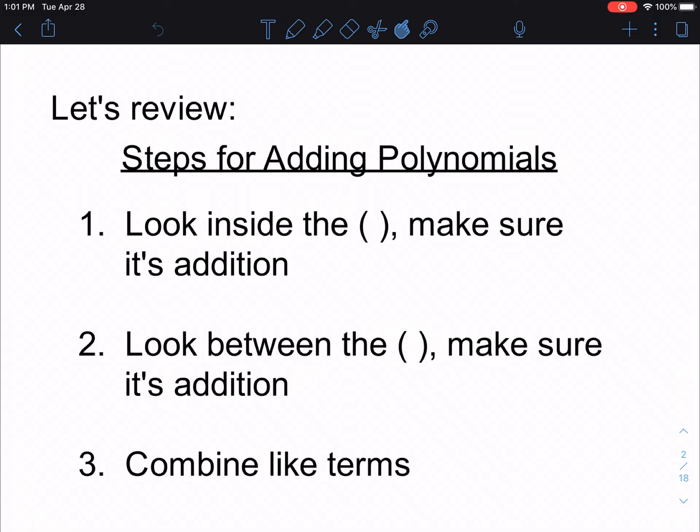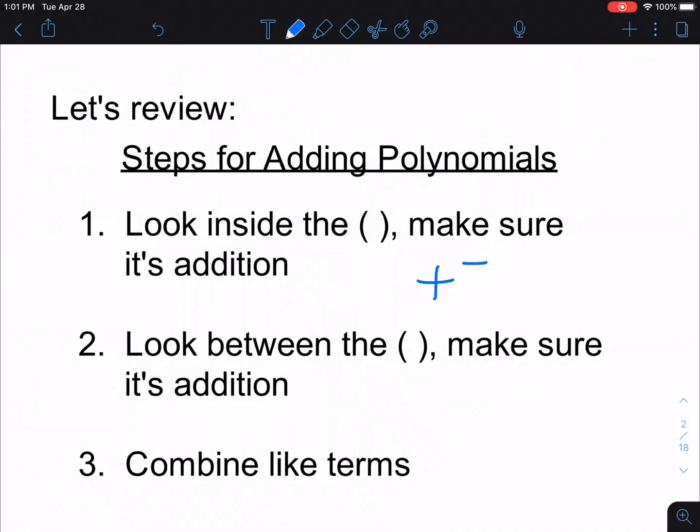But first let's review what we did with adding polynomials. If you remember, for adding polynomials, we first had to look inside the parentheses and make sure it's addition. If it wasn't addition, we would change subtraction to addition, next number to its opposite. Next, we would look between the parentheses and make sure it was addition. Well, in addition, it always was. Okay, today that's going to change.